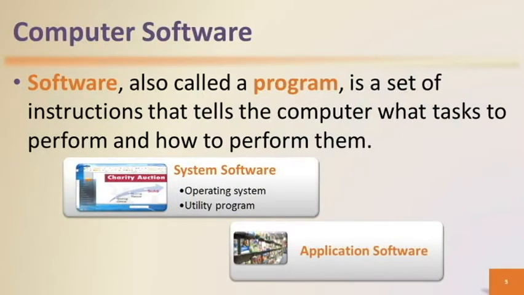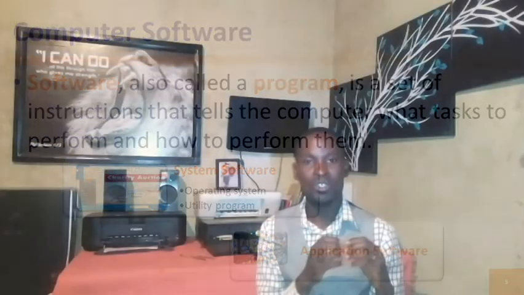The system software are types of software that do managerial tasks in the computer, meaning that they manage the entire system. They manage all hardware components of the computer and every other device that is connected to the computer. And they also manage all application software that is installed on that computer. Examples of these include operating system software as well as utility programs.